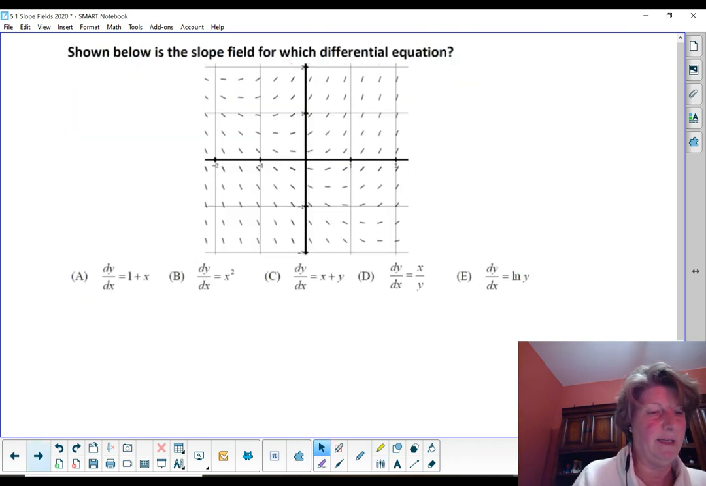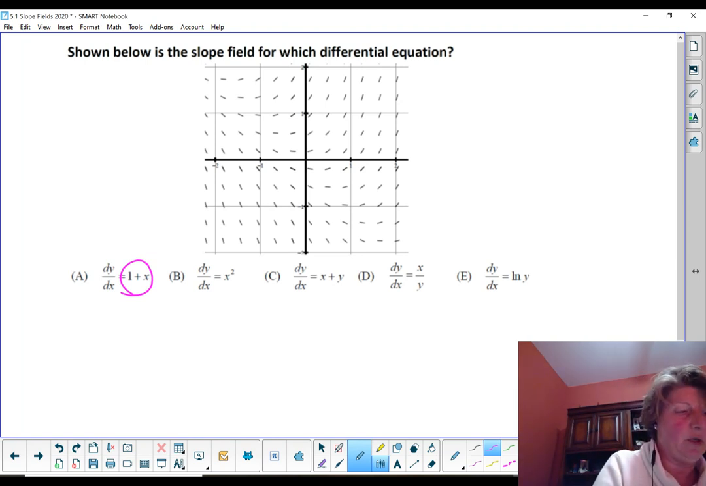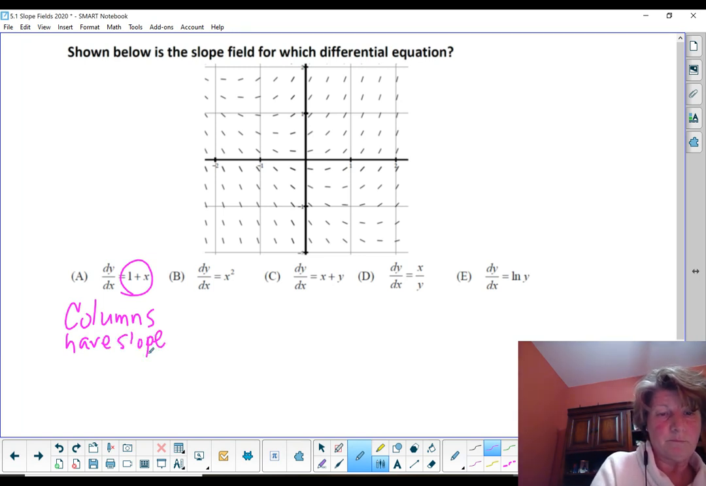Moving on, the next one says, shown below is the slope field for which differential equation? So this is multiple choice style. And how do you go about doing that? Well, I remember when we had that very first problem and it was just contingent on x, I guess. We ended up with columns being the same. So I should notice that the columns have the same slope, don't I? I mean, that's just in my mind, have slopes that are the same.